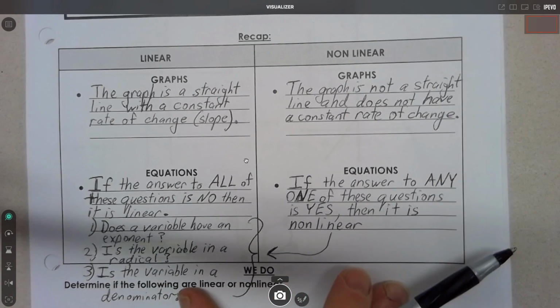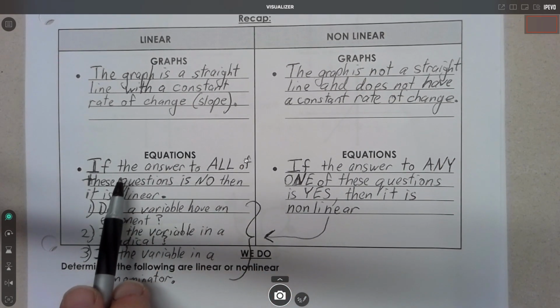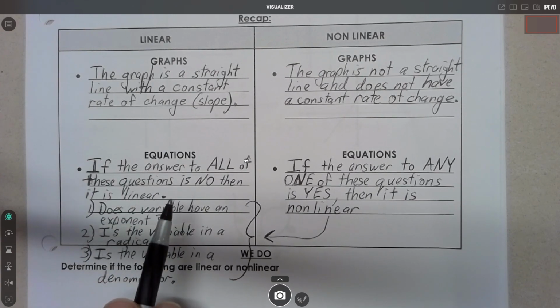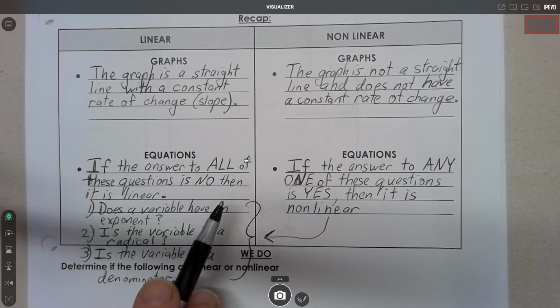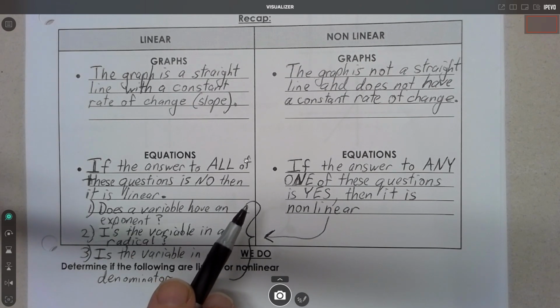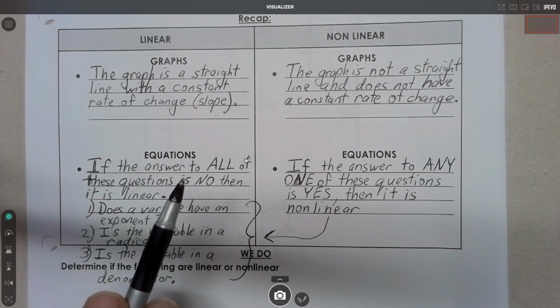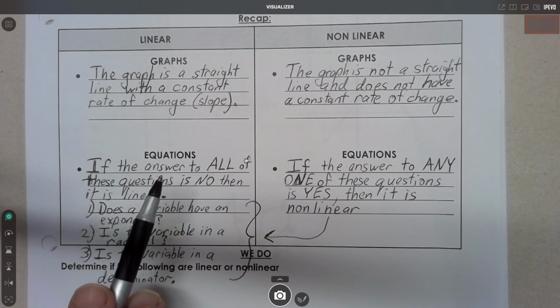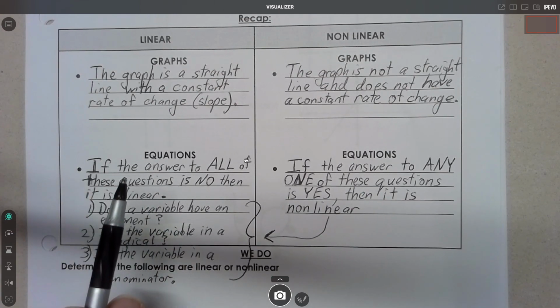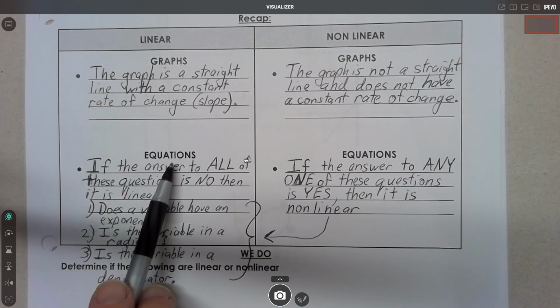So equations. Graphs are great, but equations tell us a little bit more information. We cannot draw a graph that goes on forever because graph paper can only be so big. So what happens if we want to know about points that are off the graph paper? We need to use an equation.